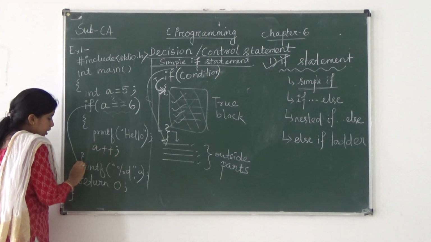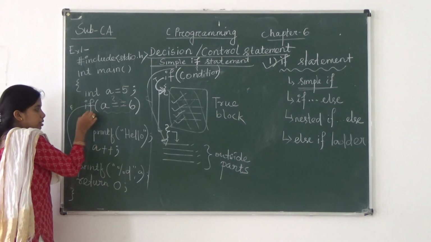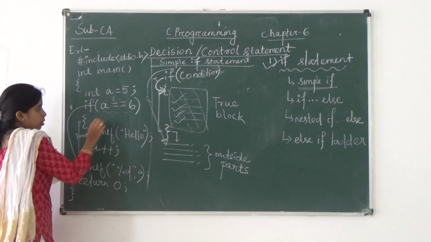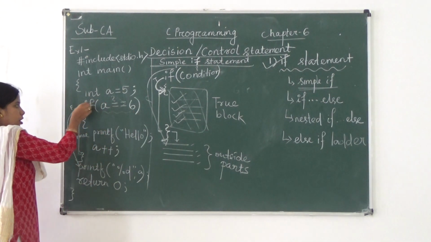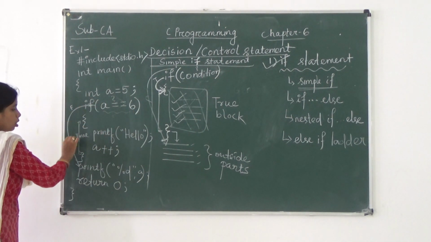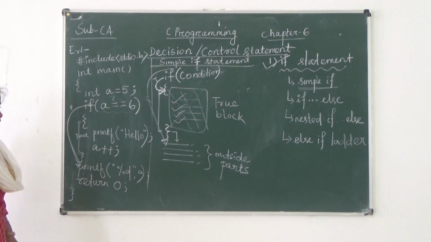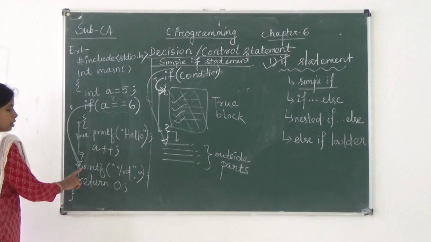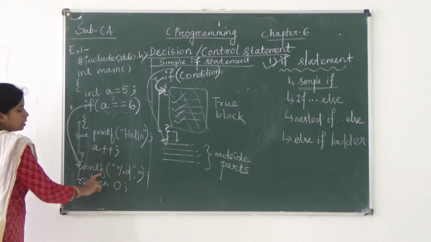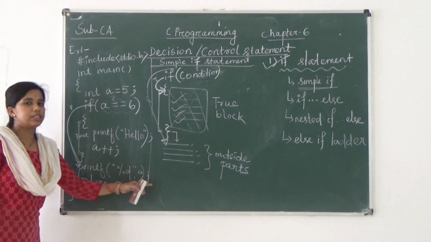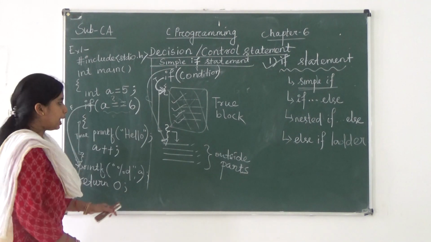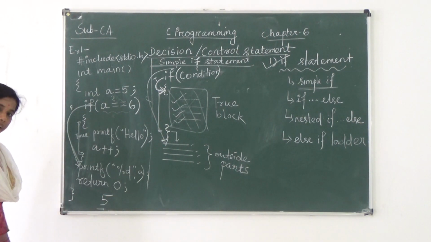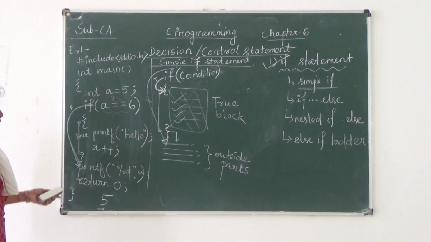If it is false, we cannot enter into this true block. So as our condition is false, we have to skip the true block and go to the outside area, which is written outside the true block. We go directly to this statement and it will be executed. printf with %d of a means we are going to display the value of a. So the value of a will be displayed as 5. Okay. Got it?